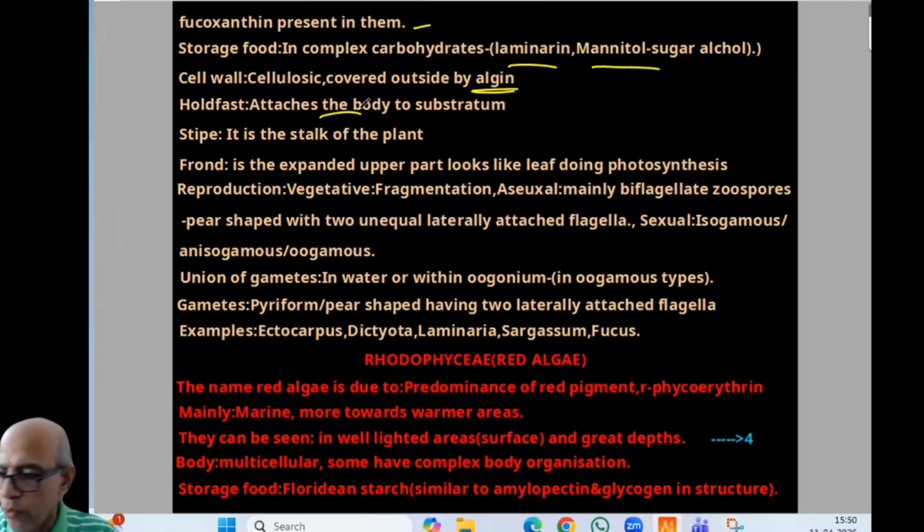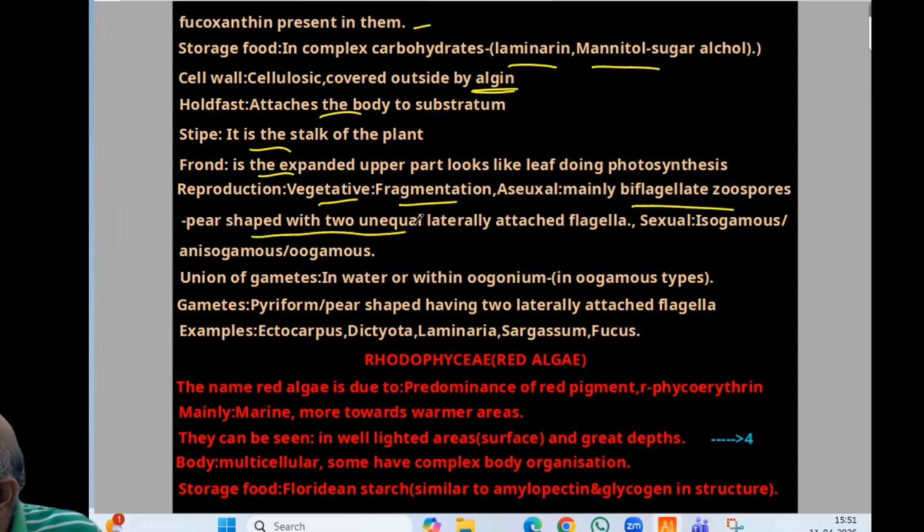Stipe means stalk. The stalk of the plant is called the stipe. Then frond means leaf shape. The expanded upper part looks like a leaf doing photosynthesis; that is the frond. Now comes reproduction. It can be vegetative, by fragmentation. It can be asexual, by biflagellate zoospores, but the peculiarities are important.